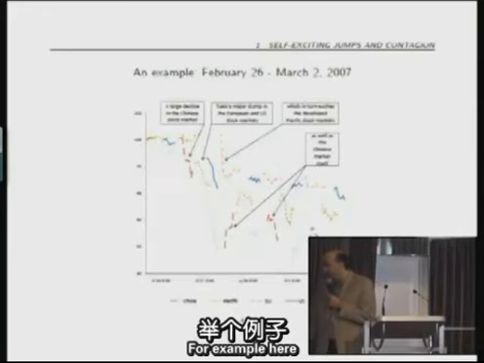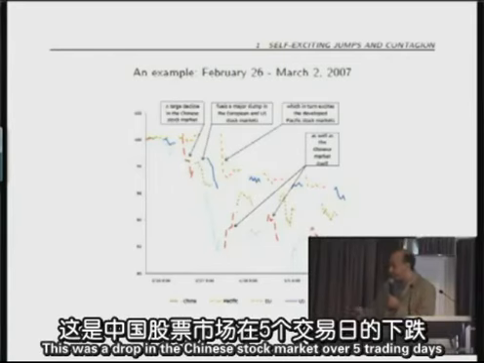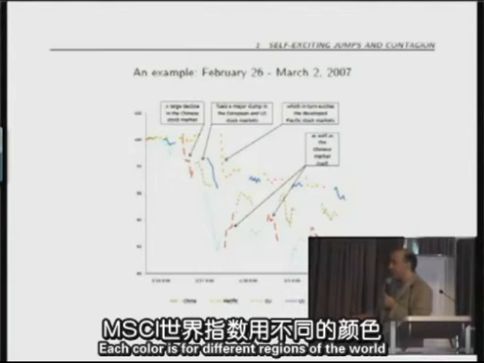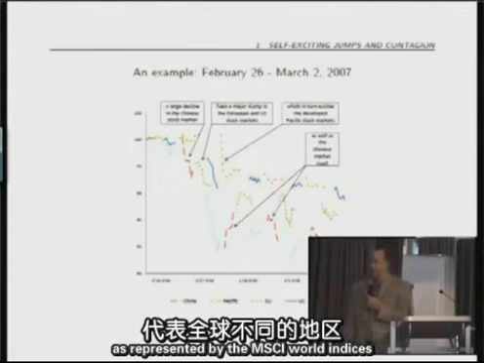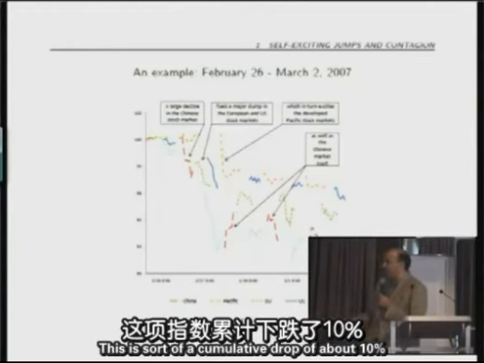So, for example, here's what was observed in the data. This is from 2007. This was a drop in the Chinese stock market. These are 5 trading days. Each color is for a different region of the world, as represented by the MSCI World Indices. And this is a cumulative drop of about 10%.